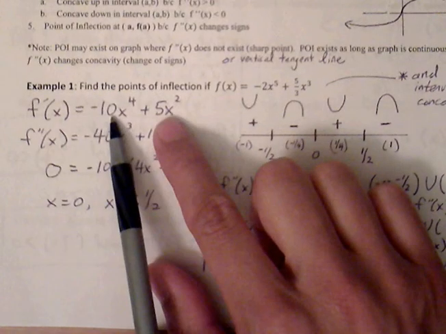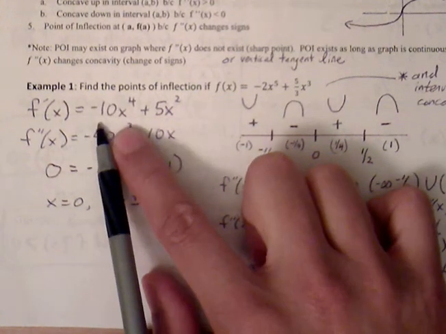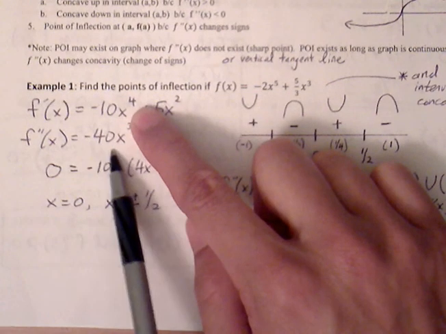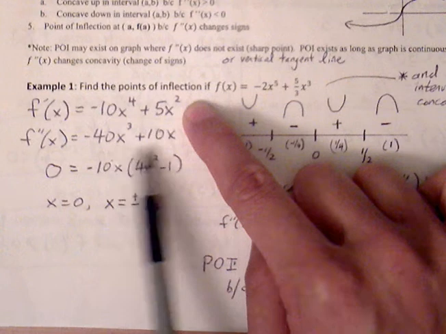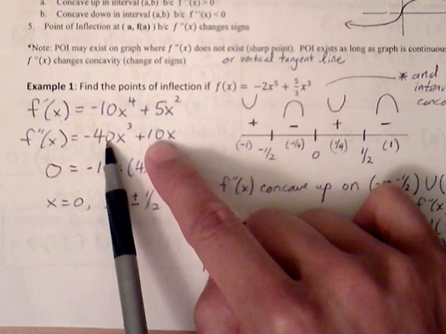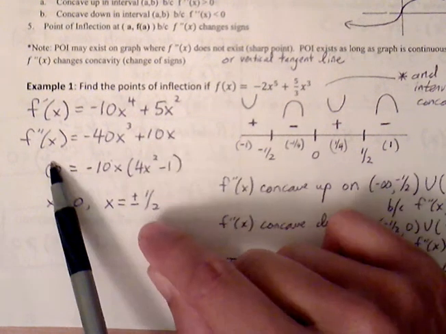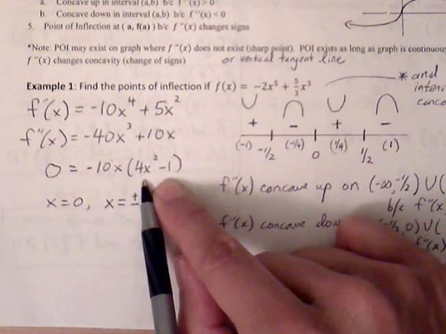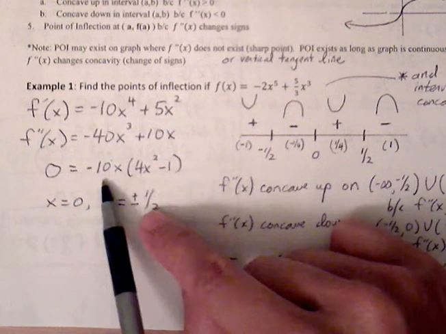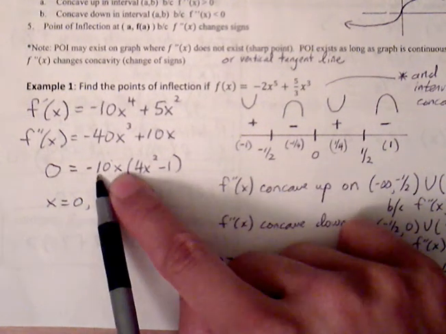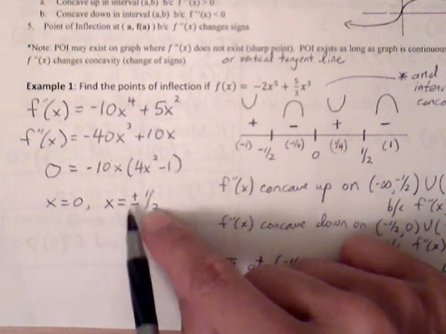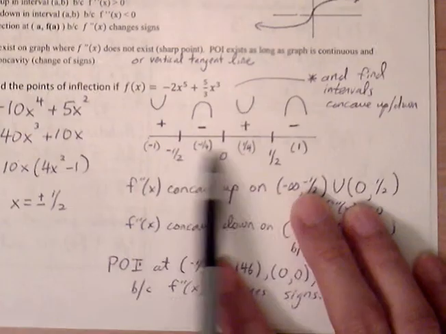From f prime, we need to go one step further down to get to f double prime. So go through the power rule. Negative 10x to the fourth becomes negative 40x cubed. 5x squared becomes 10x. We set our second derivative equal to 0 to find our critical points. We factor out the negative 10x, and we're left with 4x squared minus 1. So we have three critical points. One is at 0. The other, 4x squared minus 1 equal to 0, gives us plus or minus 1/2. So we have three critical points.